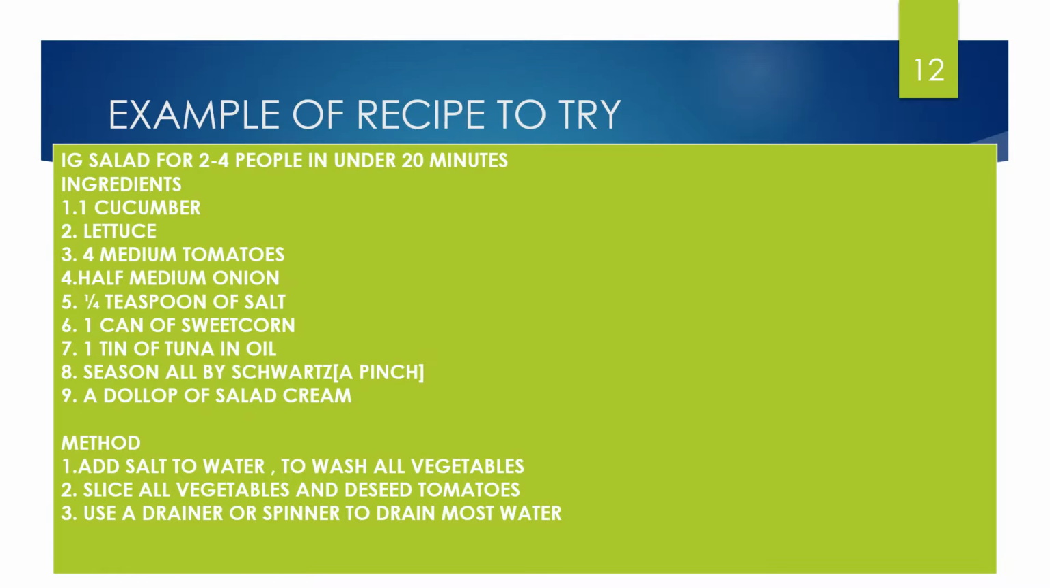I'm sharing one of my own recipes with you. This is my salad. It is for 2 to 4 people and it can be done in under 20 minutes. You can eat it with something else like home baked bread or eat it on its own. The ingredients are cucumber, lettuce, tomato, onion, a teaspoon of salt, a can of sweet corn, a can of tuna in oil, seasoning, a pinch, and a dollop of salad cream.